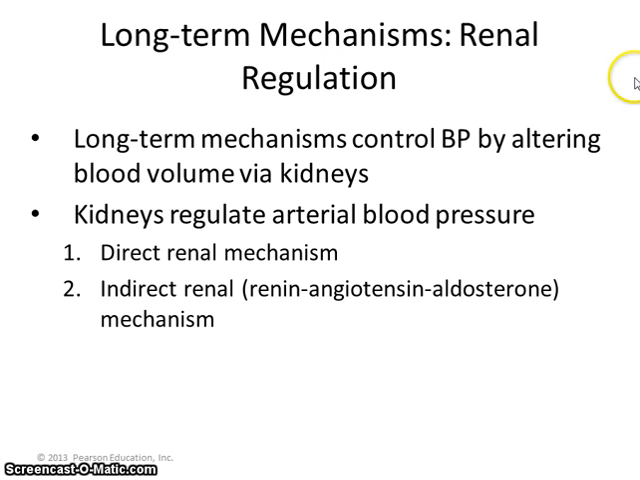Long term, you regulate your blood volume at the kidneys. So our kidneys do that directly all the time based on the amount of pressure on the blood vessels there, and indirectly through hormones.